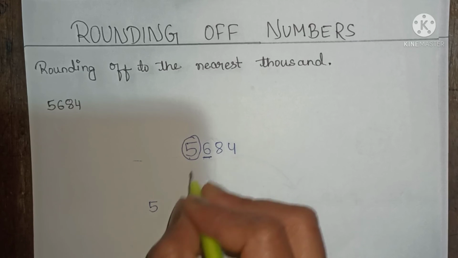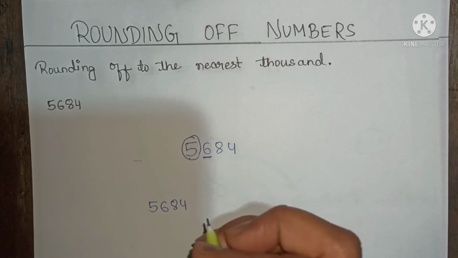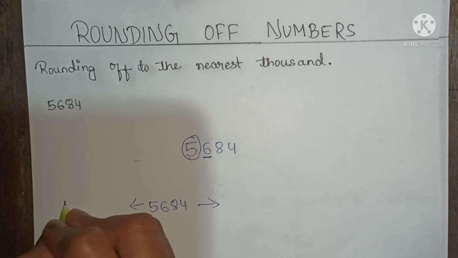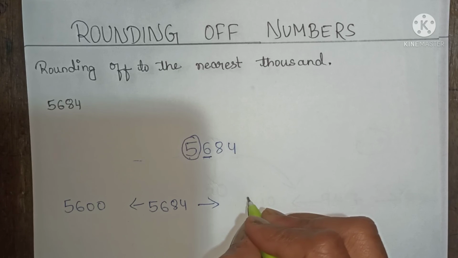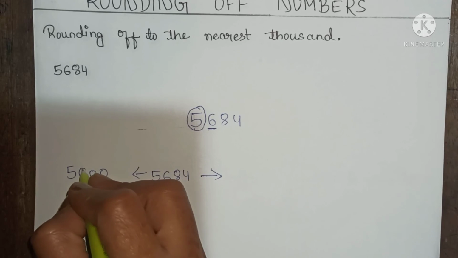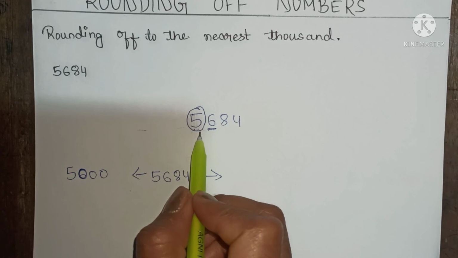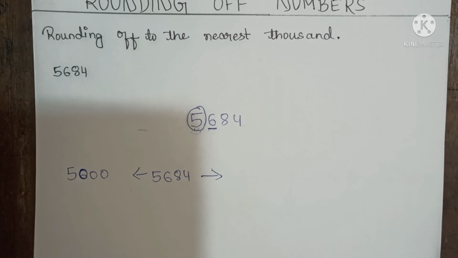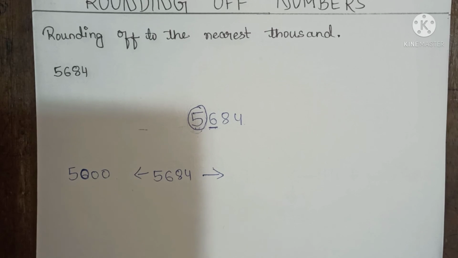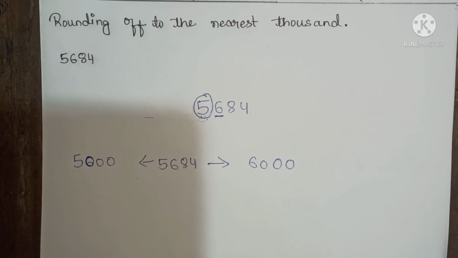Now which numbers does this 5,684 lie between? ये किन दो नंबर के बीच में लाई करेगा? It will lie between 5,000, because we are rounding off to the nearest 1000. हम लोग nearest 1000 में round off कर रहे हैं. ये thousands के place के नंबर को छोड़ के बाकी इस साइड के नंबर सारे 0 बन जाएंगे. So all will be 0. 5,000. And what comes after 5,000? 6,000. Right? So now we have to ride our bike again.